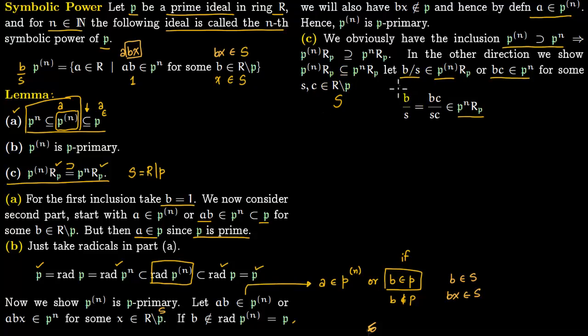So basically what we are saying is b over s is now equal to this bc over sc. So this bc lies in P^n, so numerator, and sc lies in the denominator, because we are picking up s and c both in the complement of prime ideal P. So this lies in the fraction here. So this holds. So therefore we have shown this inclusion, we have shown this inclusion here, so you have an equality here.